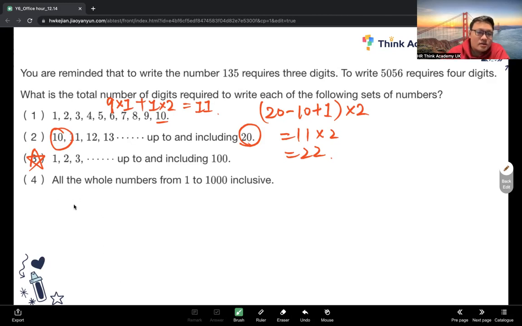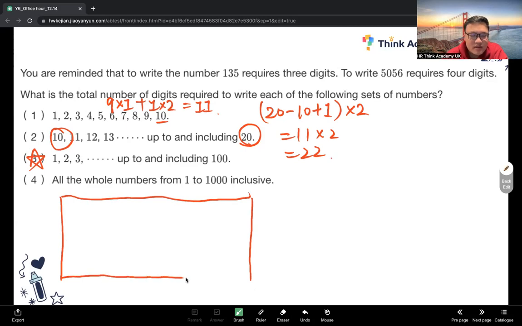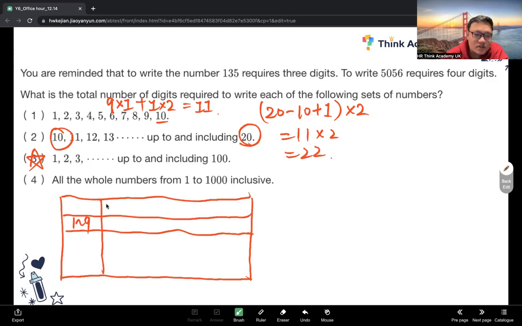And let's see. So basically I suggest you to use this table to help you. What table? If you know how to use this table, you can solve any questions. So for this one, I'm gonna help you to solve the third question, the last question together, okay? So you can have this table, and from 1 to 9, they are all 1 digit number. So that's gonna be one of the types. So question, how many numbers?